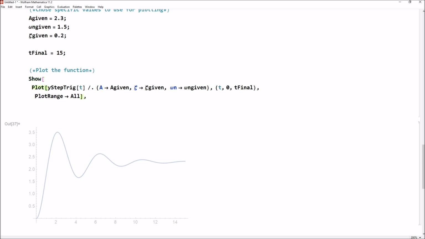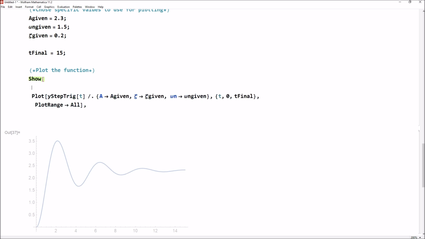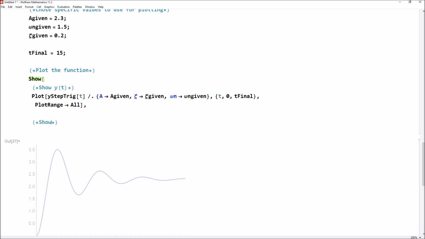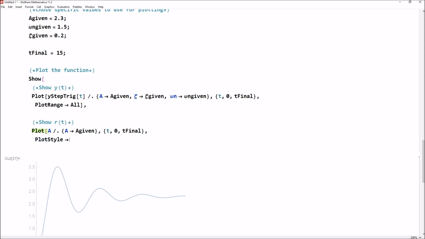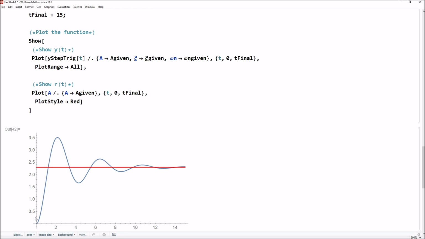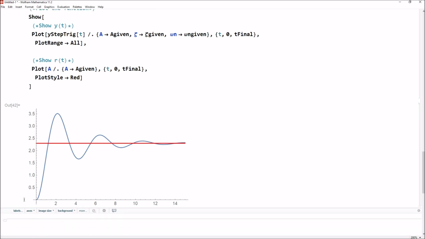So the first one is, whoops, let me put a little comment in here. This first thing we plot is y of t, the response. And now let's also show r of t, or the input here. So let's go ahead and plot, well, I guess it's just a. And I guess we've got to make that replacement here of a goes to a given. Well, that was kind of a verbose thing to say, but I think you get the point here. Okay, let's plot it like this, and let's make it red just so it stands out from the other one. Okay, so we shift enter that. Here we go. So look, this is pretty darn perfect here. So apparently what this system does here is it starts from 0.